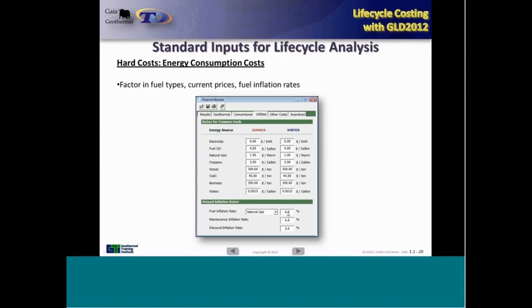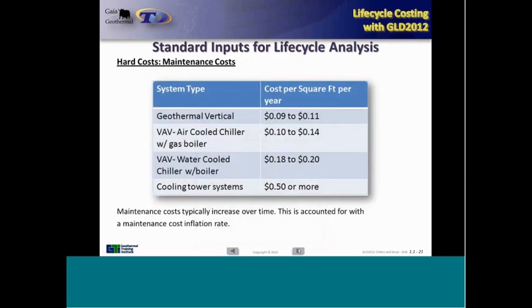We talked about maintenance costs in the previous slide, and here's where you can actually factor in maintenance cost inflation rates, mainly on the labor front, et cetera. We'll come back to this discount rate in a moment. Now, maintenance costs typically for geothermal are quite low compared to most conventional systems, and it's a big advantage that I think is very important to include in your analysis. And this is just some data that's been collected through the industry over the years for a cost per square foot per year. Maintenance costs typically increase over time, just as unfortunately everything increases over time. And again, we account for this with our maintenance cost inflation rate.